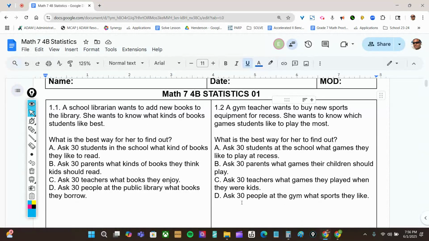Yo, we are getting ready for Common Assessment 4B, your statistics test. Question number 1. A librarian wants to add new books to the library.